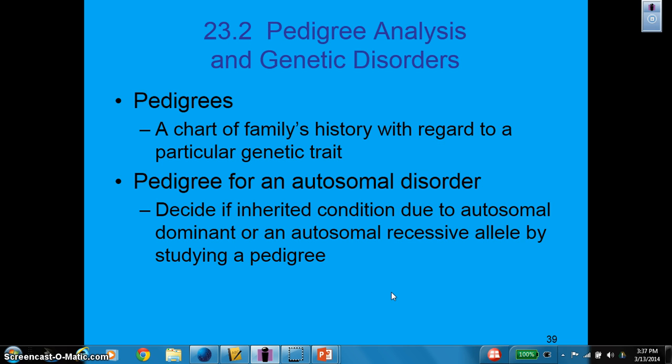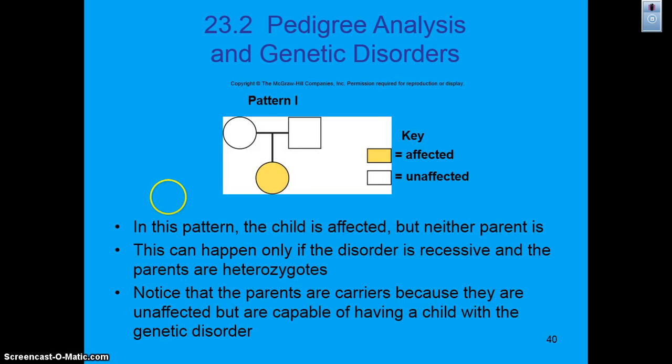We do that though looking at one particular genetic trait so we can see how that trait has moved throughout history in that family. So a pedigree for an autosomal disorder is going to help us decide if there's a condition that's inherited due to an autosomal dominant or an autosomal recessive allele, and we can get that information from looking at a pedigree.